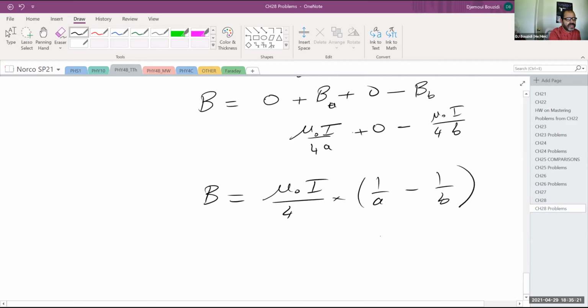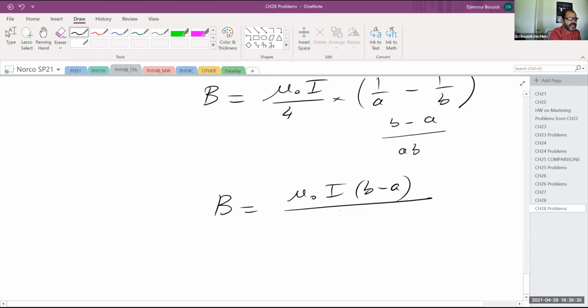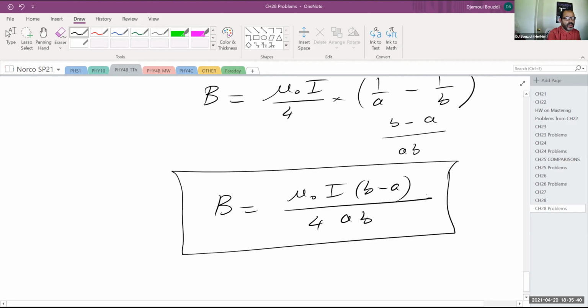And the common denominator in here is AB, and the numerator is B times 1 minus A times 1. So I can express this in terms of both of them as mu naught I times B minus A divided by 4 times AB. So this is the magnetic field due to this one. And which way is it coming? It's going to be coming out of the screen.